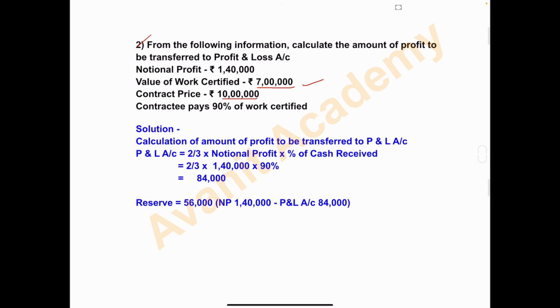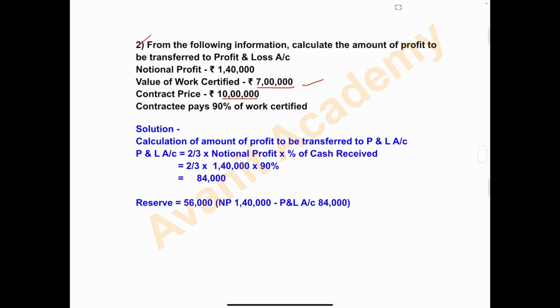So when the work certified amount is more than half of the contract price, then 2/3 of notional profit is transferred to profit and loss account. So in this problem, we have to transfer 2/3 of notional profit to profit and loss account and the remaining amount to reserve. Clear? Which condition we have to apply to this problem? Okay, let's start the solution.